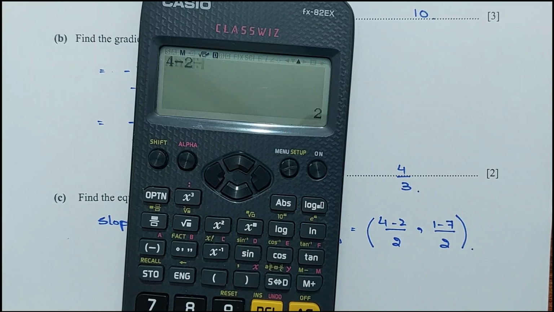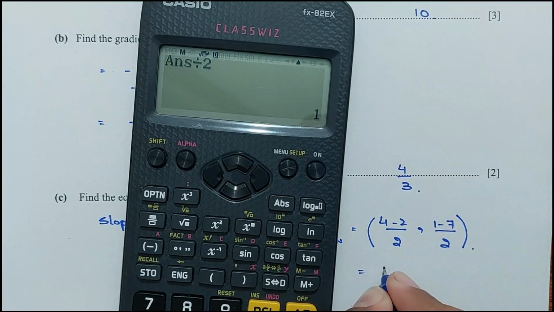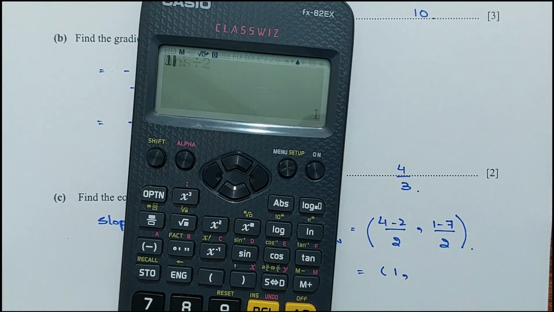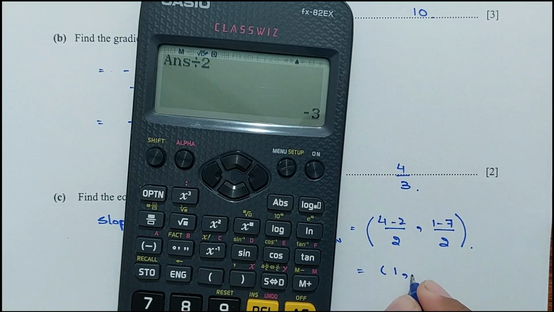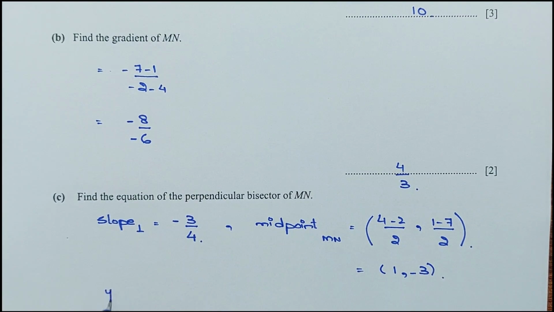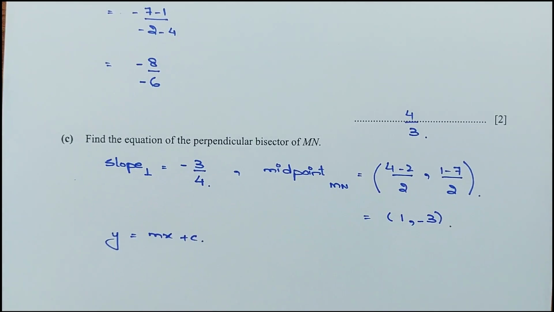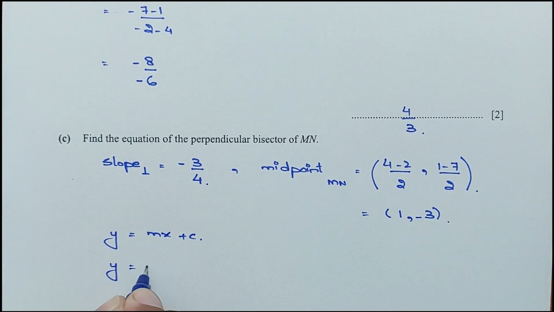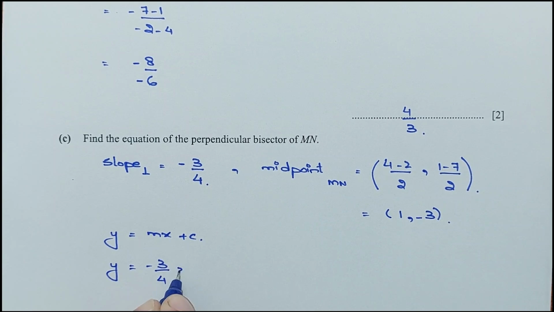4 minus 2 divided by 2 is 1. 1 minus 7 divided by 2 is negative 3. So the midpoint is (1, -3). Now the equation is y equals mx plus c. The m value we know, so y equals negative 3 by 4 x plus c.